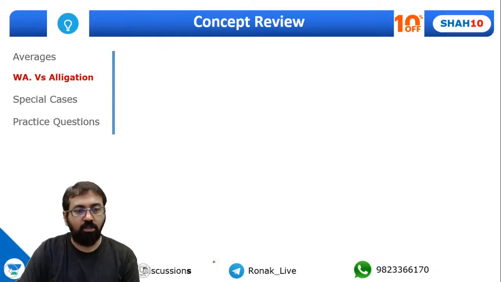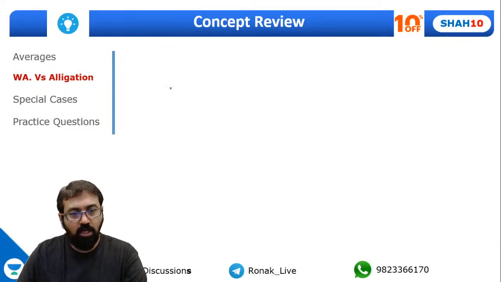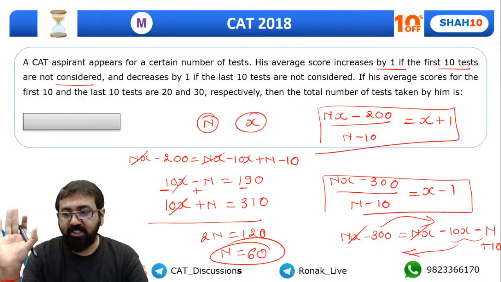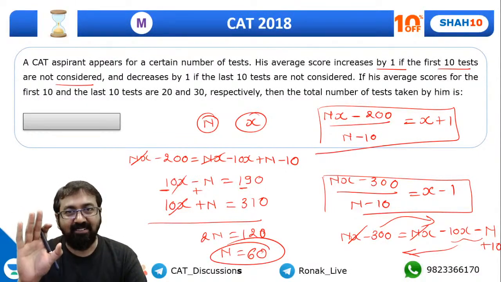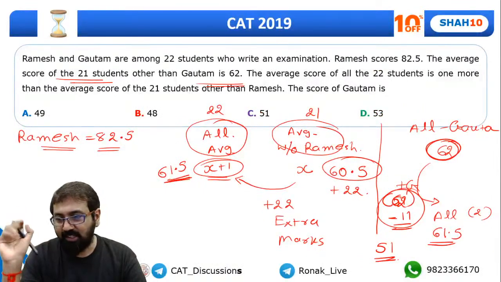Yes, everyone? Sure. Fine. So, I'm sure all of you have understood averages. Just show me a thumbs up quickly. The answer was actually 60, right? Answer was 60. Shruti got it right.